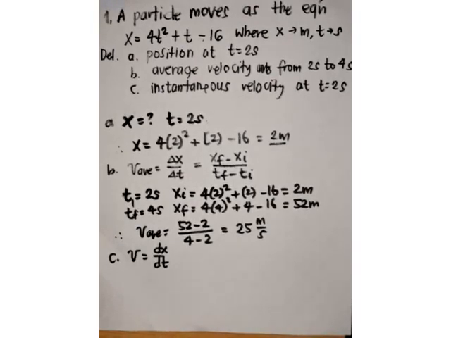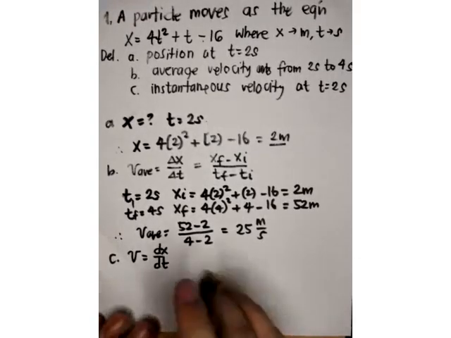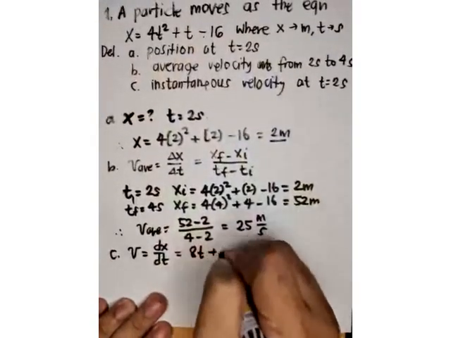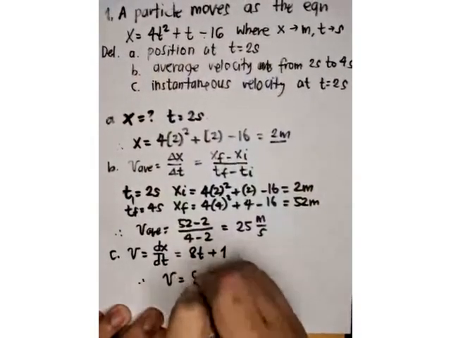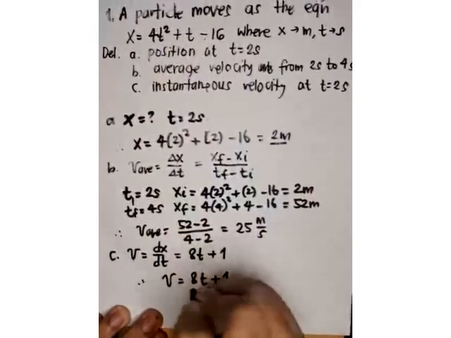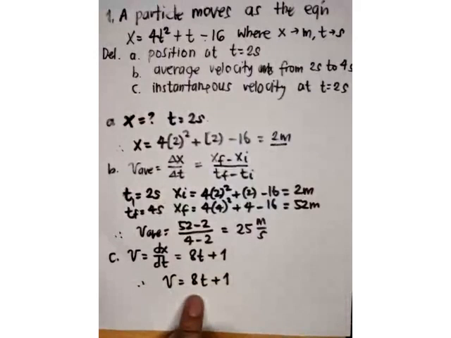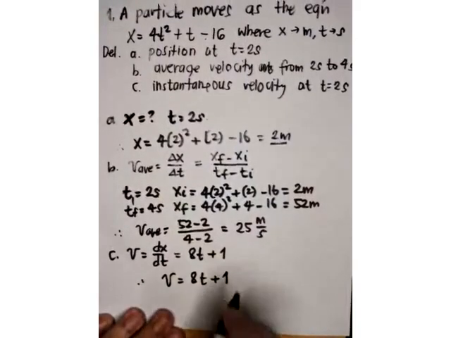Okay, so at least someone told me his answer and he was actually correct. So at least alam naman pala ninyo. Okay, so the answer will be 8t plus 1. So therefore, the equation of the velocity is 8t plus 1. Okay, so that's the equation of the velocity. Okay, thank you for answering it.